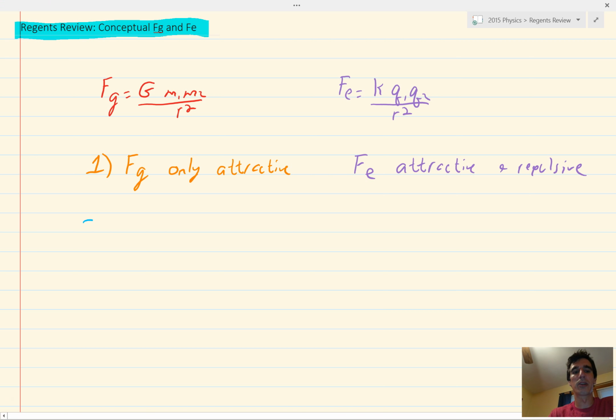Thing number two we want to look at is the relationship between the force and the distance between each object. So let's remove all the constants. So we have Fg is now proportional to 1 over r squared. And same with Fe. Fe is also proportional to 1 over r squared.